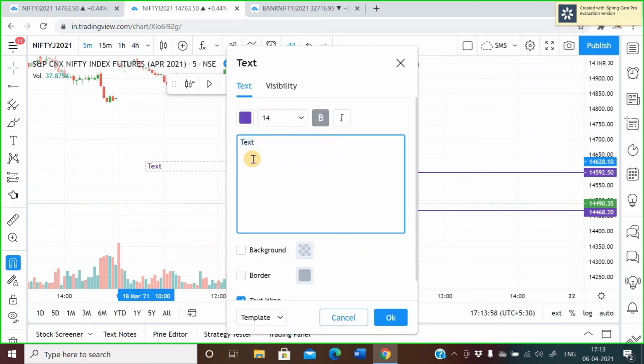So the high is 14,592, and the low is 14,468, right? A range of about 130 points roughly, 120 points plus.